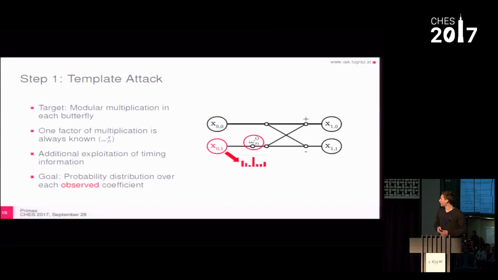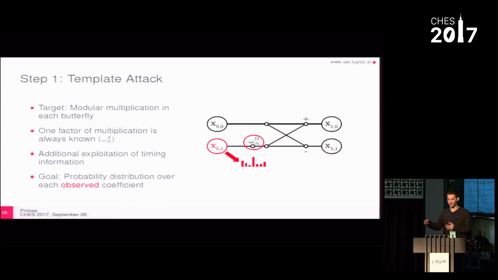So we can narrow down more or less the possibilities for this operand by just having a look at the runtime of this modular multiplication here. So in the end, what we want to achieve here is just to get an approximate probability distribution for, for example, one of those coefficients here. And since we're doing just a single-trace template matching, it's of course quite noisy. This is what we expect.